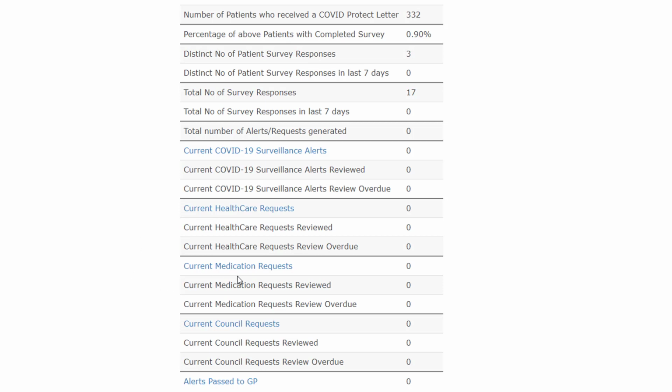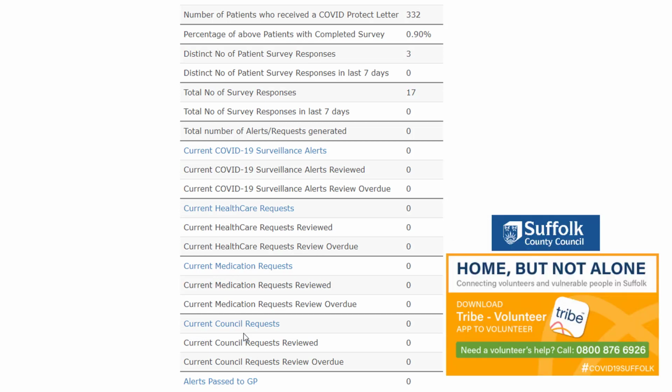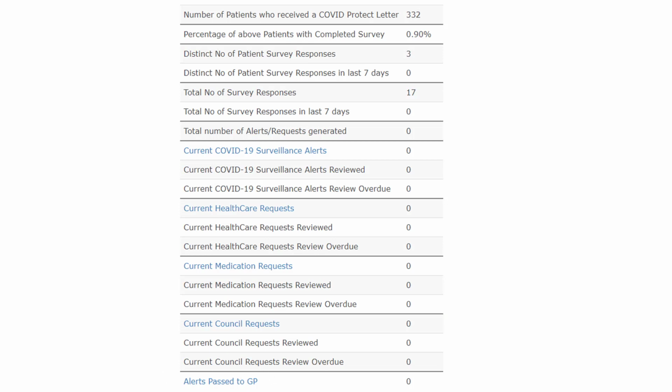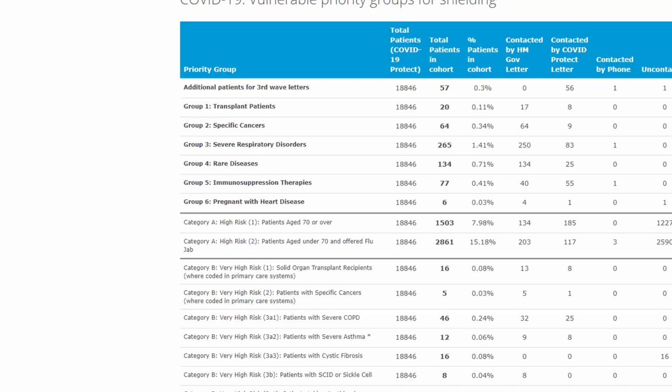If it's medication, it can be passed through to the meds management team. If it's something to do with shopping, food parcels, anything that's social that you would pass to social services, our social prescriber will deal with those requests appropriately and give them the information. And then this bit, the alerts passed to the GP, probably won't be used by us because we're dealing with this in-house in the practice rather than outside of the practice.